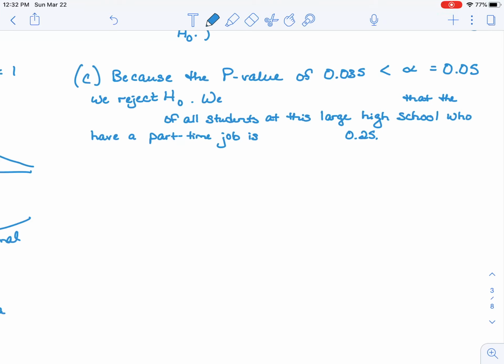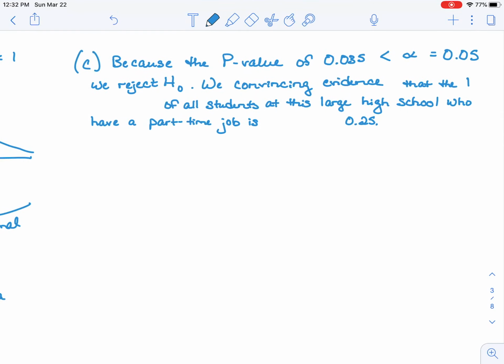So if you throw out the null hypothesis, you're saying, hey, we have evidence that the alternative was the true statement here. So I'm going to say that we have convincing evidence. Before we had some evidence, now we have convincing evidence. And the thing that we're having evidence about is always the population parameter. So for these problems, we're talking about the true proportion of all students at this large high school who have a part-time job.